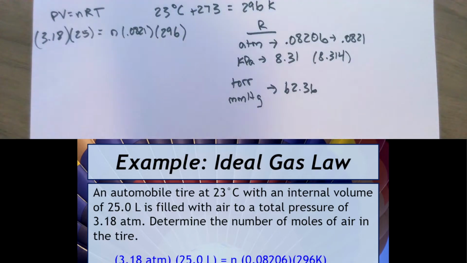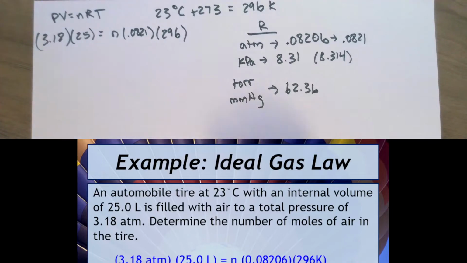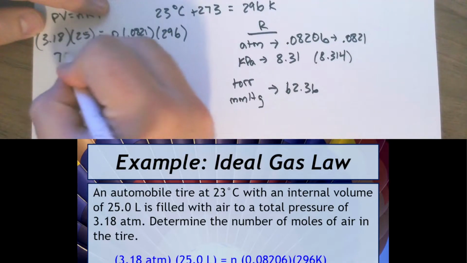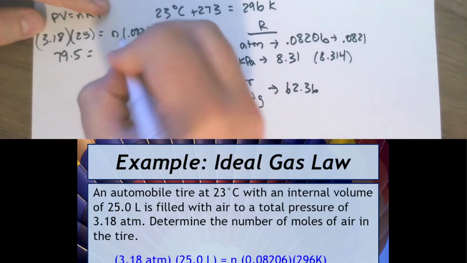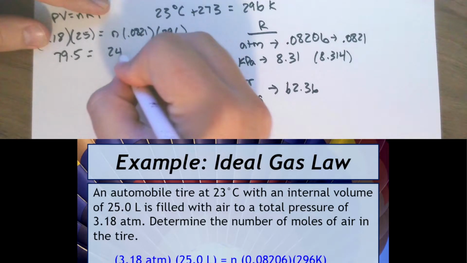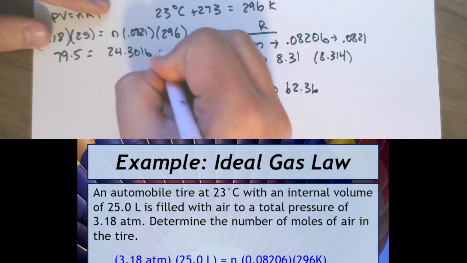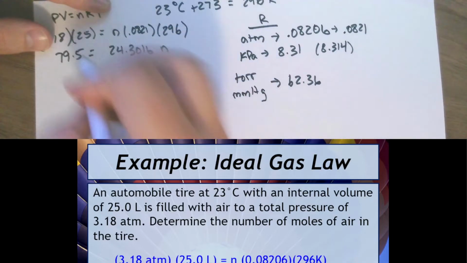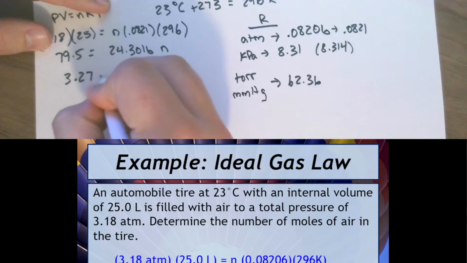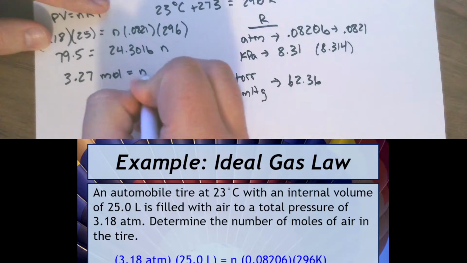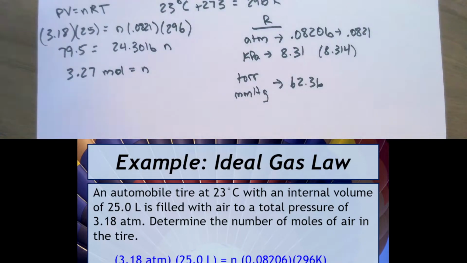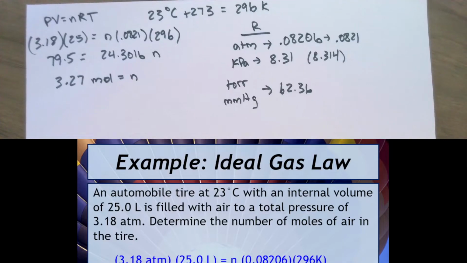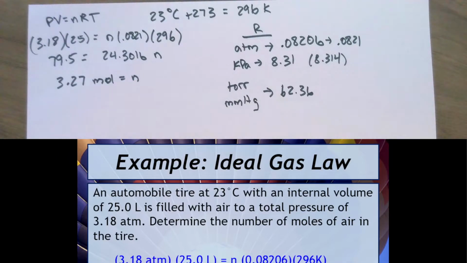All right, now I have all my variables except one, so now I just solve. I just multiply the left part together, then multiply the right part together, and that's it. 79.5 equals 24.3016 times n. Solve for n by just dividing it by itself. And I get 3.27 moles. So that's how many moles of air I have. And there's the whole problem. Hopefully that's not too bad.